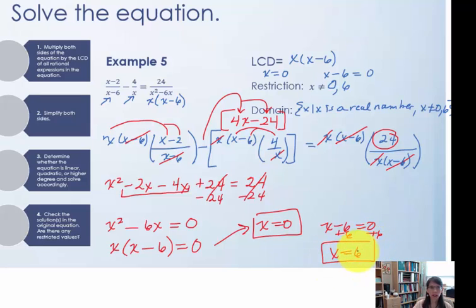However, go back to the restriction. We end up with x is not equal to 0 and 6. Those are exactly the same 2 solutions we came up with, and neither of those is allowed because of the restriction. So we have no solution for this equation.